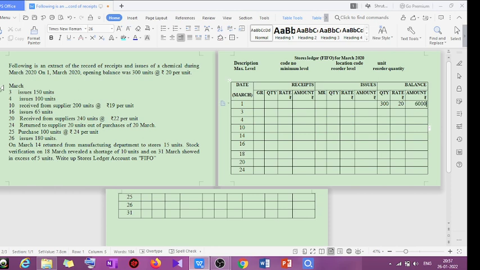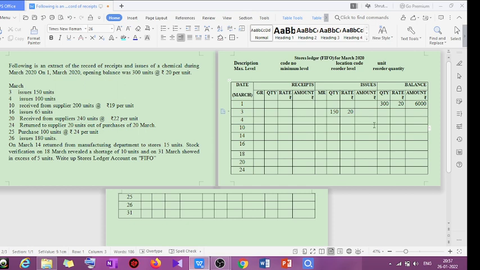Now see the next transaction on March 3rd. There is an issue of 150 units. Under which column do you have to write? Whenever there is an issue, you have to write under the issue column. So under the issue column, quantity is 150. Now the rate: listen here, under the FIFO method, you have to take whatever rate there is in the first lot. So here 150, rate is 20.